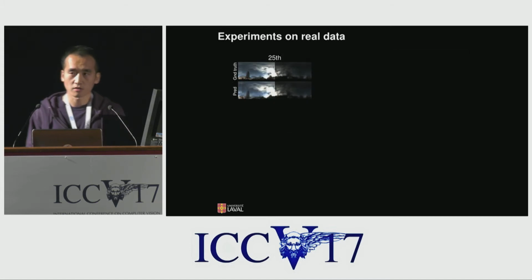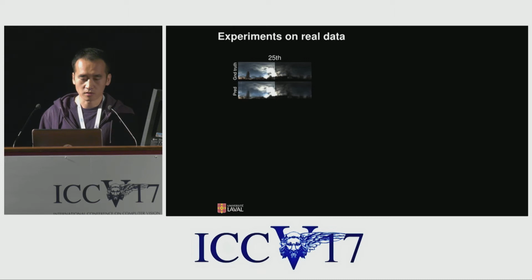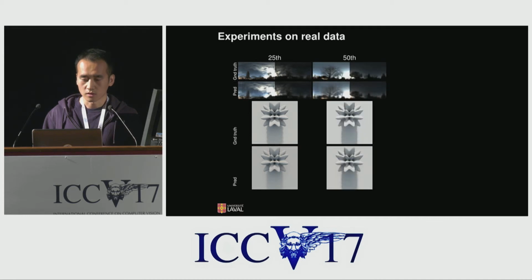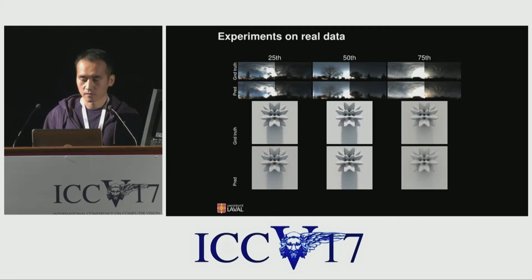Here are some results on the real data set. This is the 25th error percentile on the fine-tuning model. The first row shows the ground truth HDR. The second row is the prediction. The image in the bottom is the rendered images. Then the 25th error percentile, 75th error percentile. We can see that our prediction is very close to the ground truth.